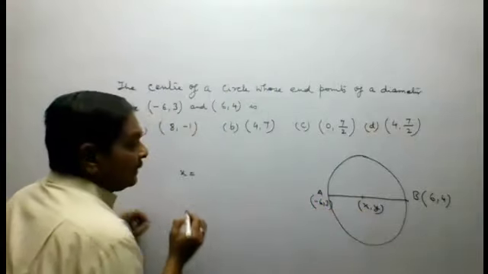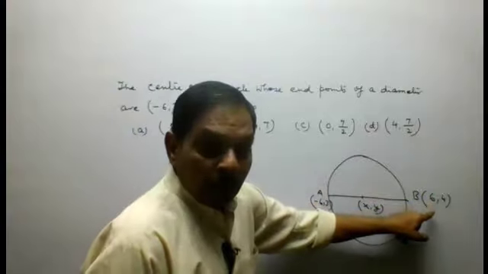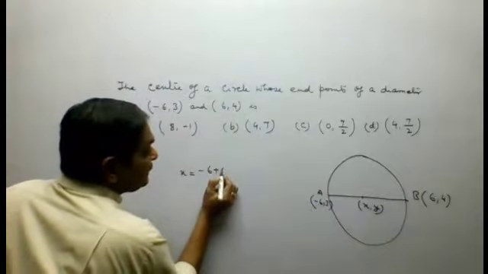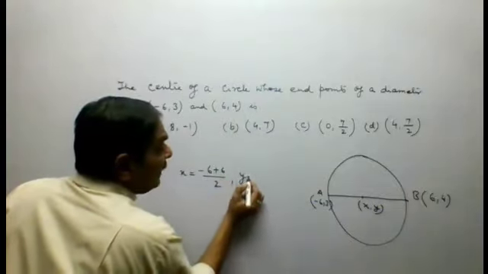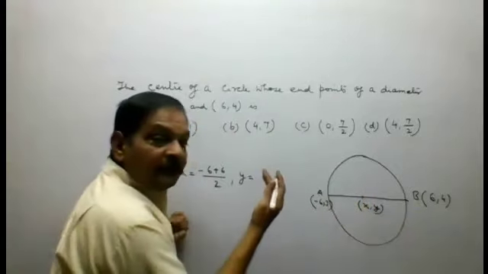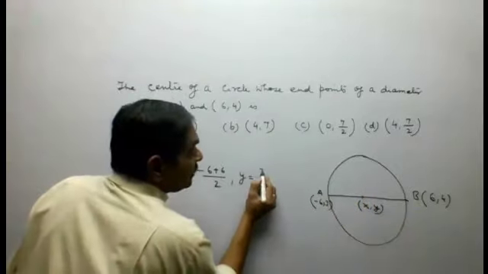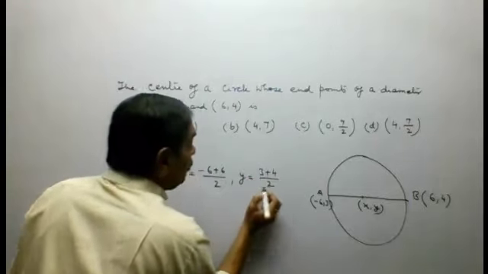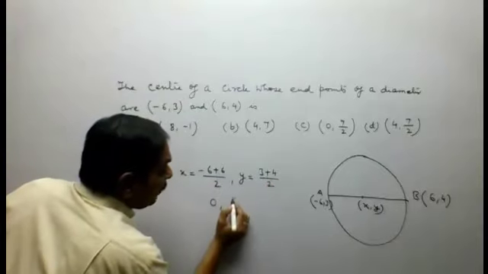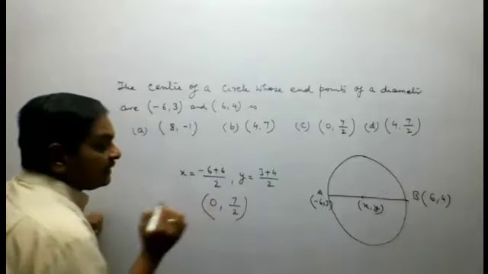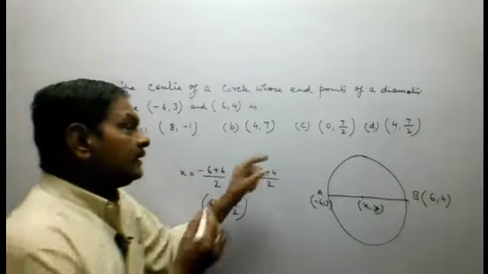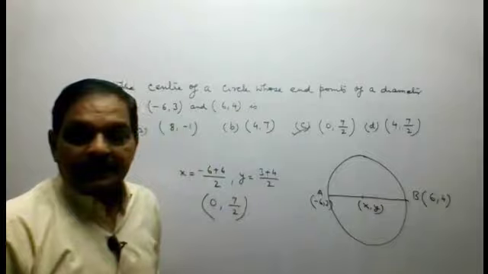equal to sum of the x coordinates of both the coordinates upon 2, means minus 6 plus 6 upon 2, and y will be equal to 3 plus 4 upon 2, sum of the y coordinates upon 2. So it will be 0, and 3 plus 4 upon 2 which is 7 upon 2. This will be the coordinates of the center. So here our option C is the correct option.